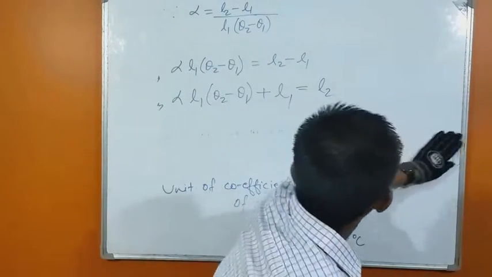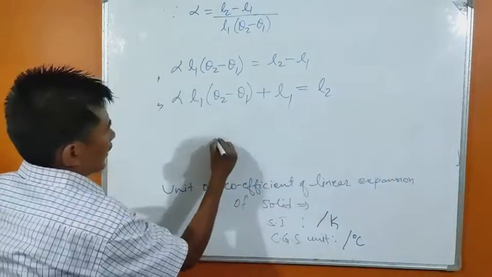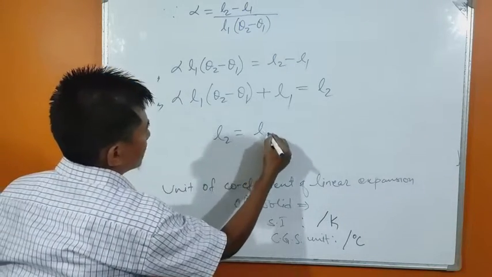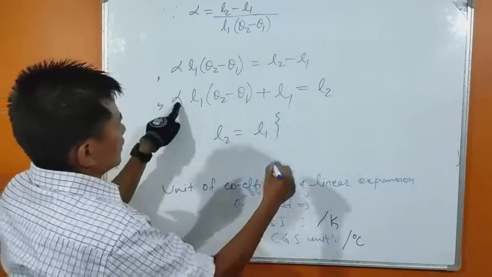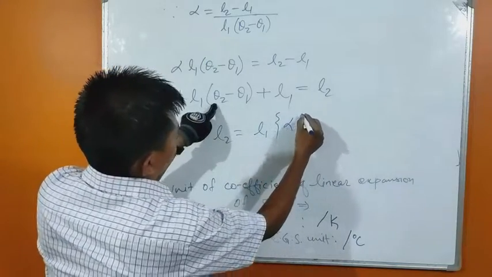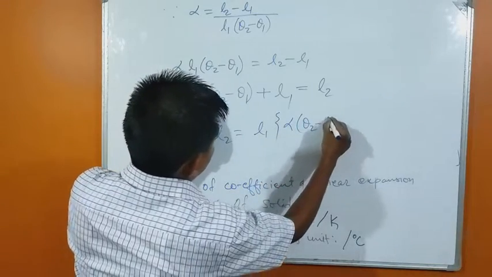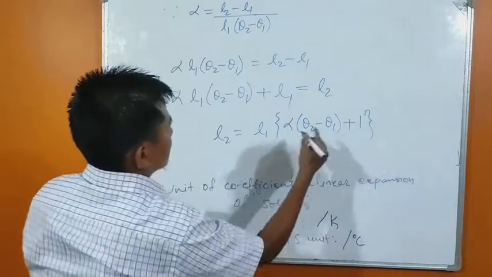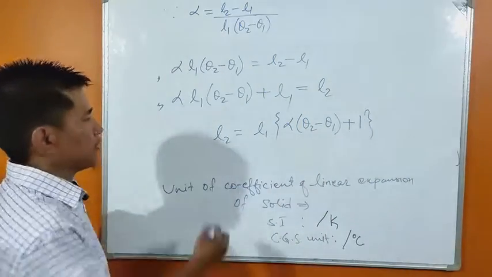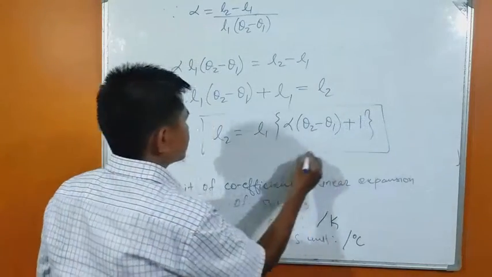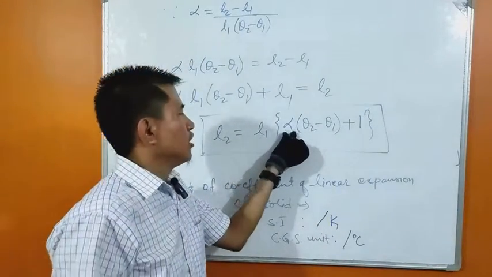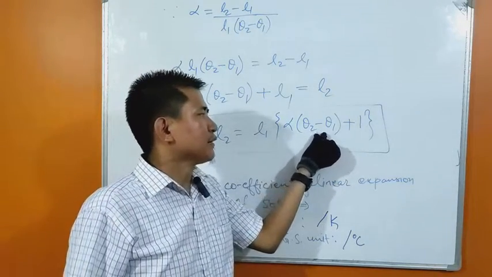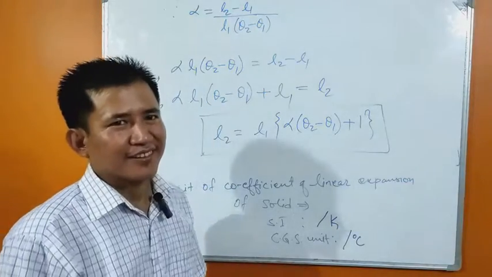So therefore L2 equal to L1, and L1 is common. You can take L1 common. Within the bracket remains alpha into theta 2 minus theta 1 plus 1, because L1 is taken common outside. So the new length of the rod is L1 into coefficient of linear expansion of that solid into rise in temperature plus 1. Got it?